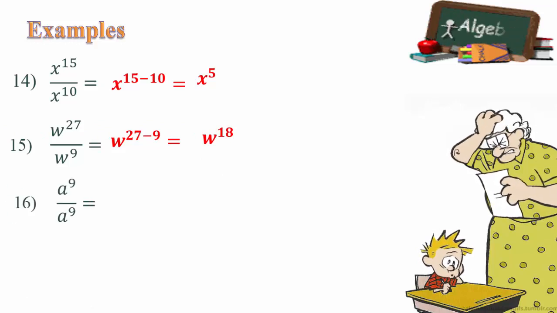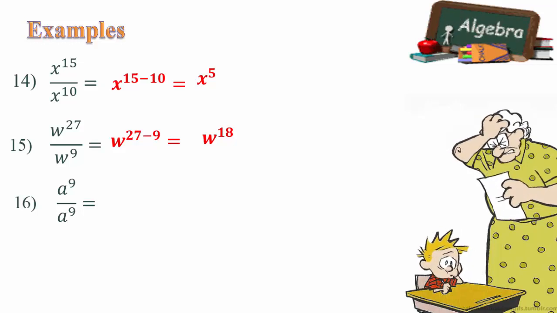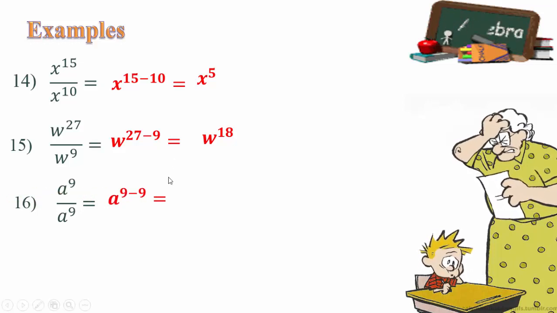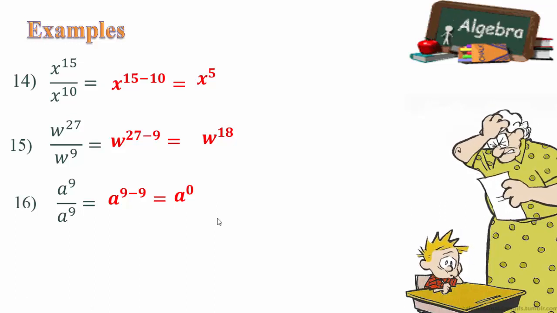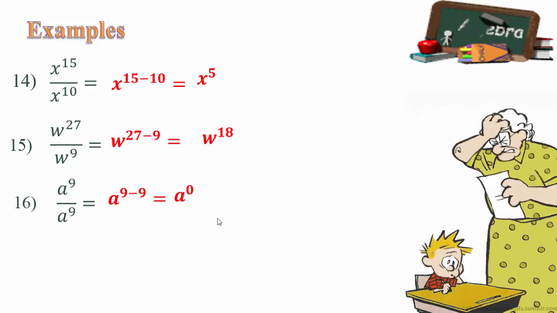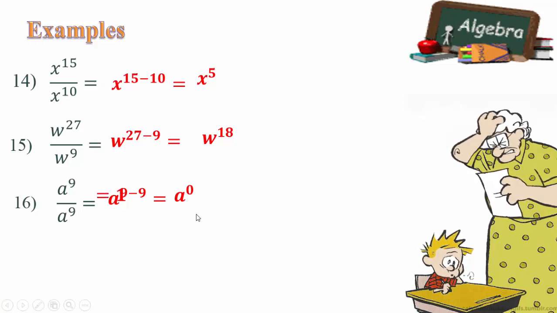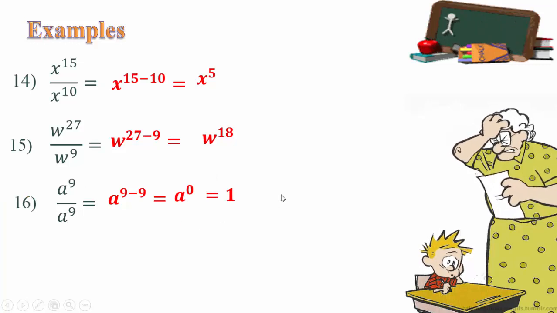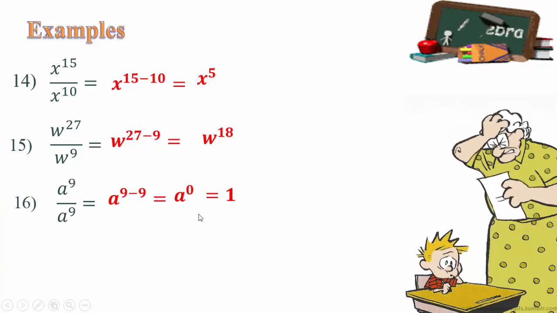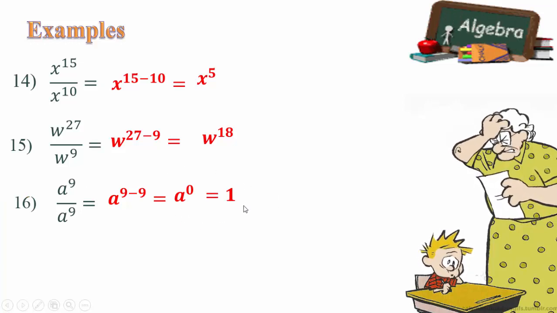For number 16, we have a to the 9th over a to the 9th. Well, it turns out that 9 minus 9 gives us 0, so that's a to the 0. And if you haven't learned this, this is a very important thing to know: any expression to the 0 power is always equal to 1. This is something that will occur over and over and over again.